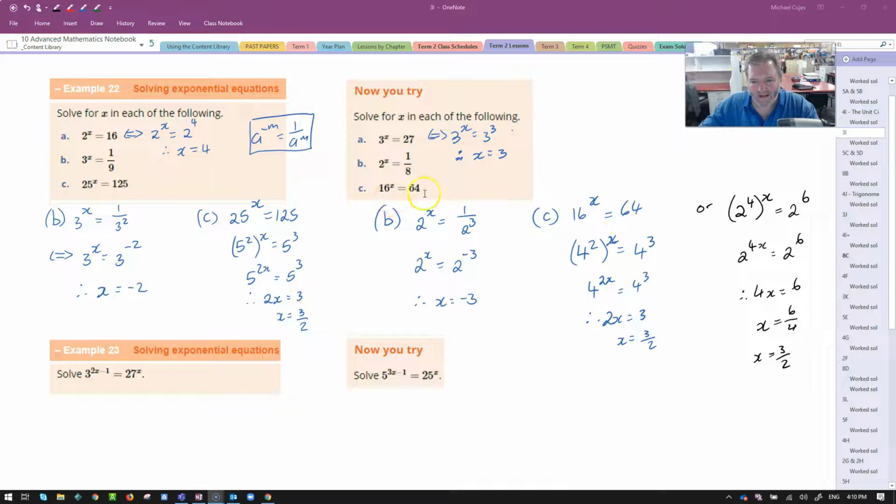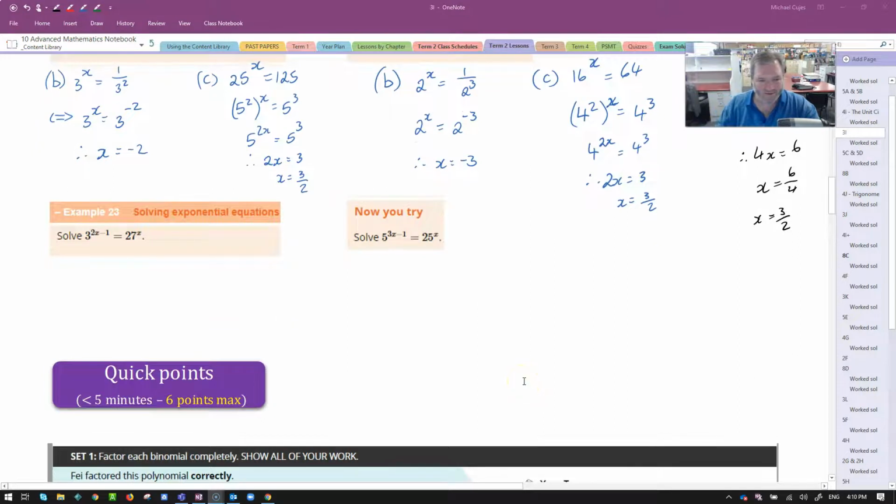For the last one there, 16 to the power of x equals 64. 16 and 64, they are powers of 2 and of 4. So you could do it using powers of 4 or powers of 2. It's going to lead you to the same answer. Last little couple to try here.